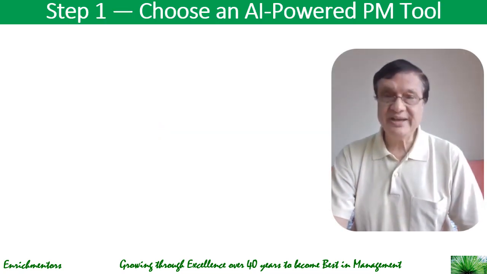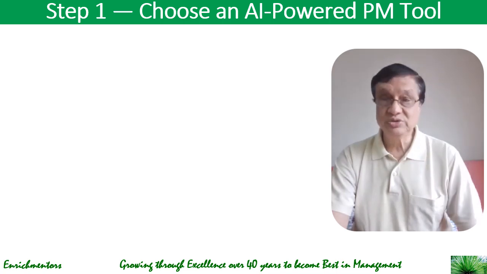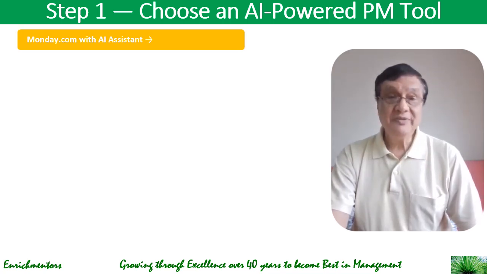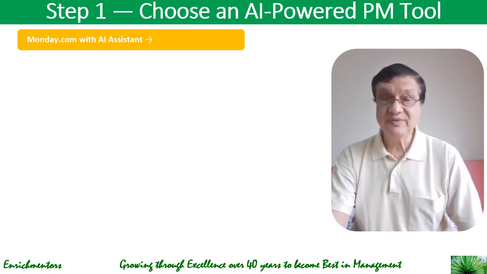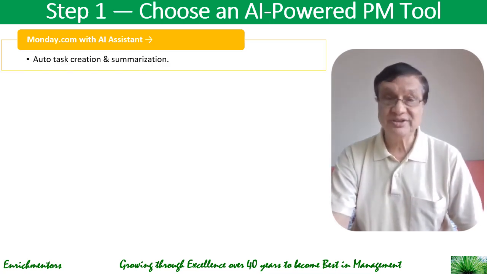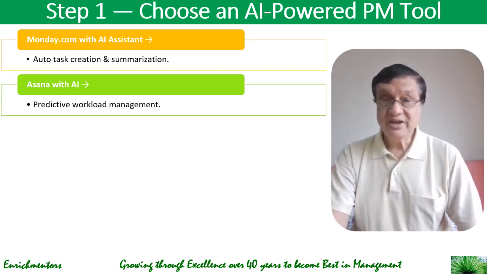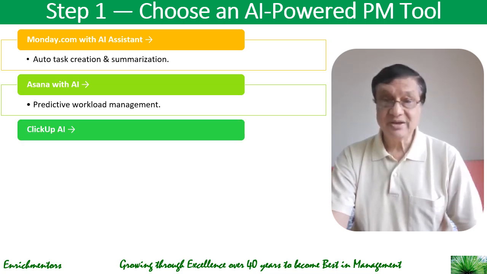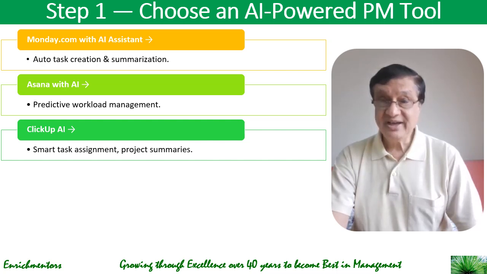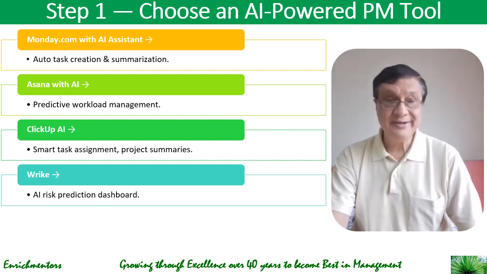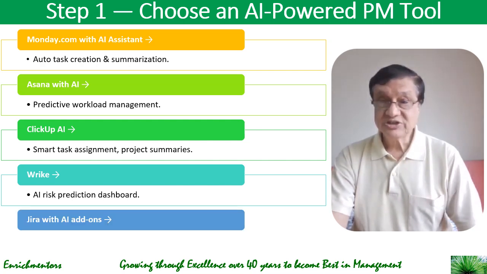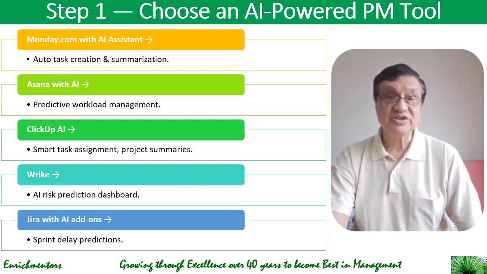The first step is to choose an AI-powered project management tool. Now, what are the tools and where could you use them? Monday.com with AI Assistant is one tool, with the feature of auto task creation and summarization. Asana with AI is another, with predictive workload management. ClickUp AI is another, where you could use smart task assignment and project summaries. Wrike is another, which has AI risk prediction dashboards. And Jira with add-ons is another, which can do sprint delay predictions.